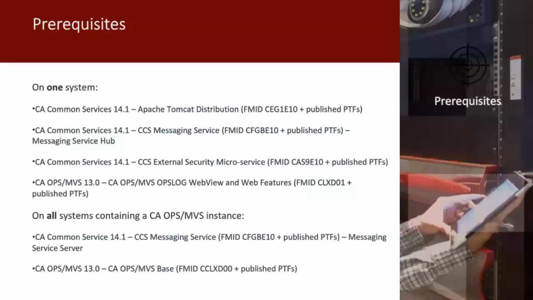In addition to these prerequisites, you must also install the following on every z/OS instance that is running an instance of Ops MVS that will participate in MTCA. The CA Common Services Messaging Service Server component, which provides the bridge between the Messaging Service Hub and the Ops MVS instance. And of course, Release 13.0 of the base component of Ops MVS.